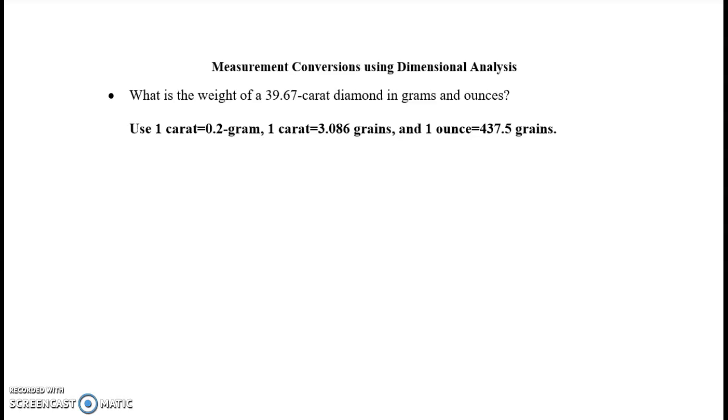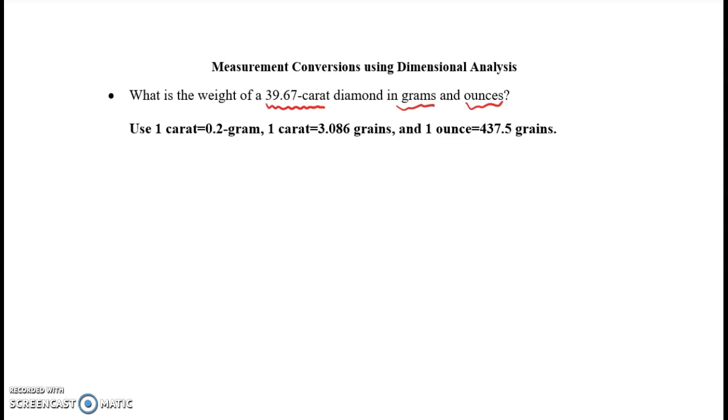In this video, we're going to use the dimensional analysis technique in doing some measurement conversions. With the dimensional analysis technique, you always want to begin with the measurements given. In this question, we want to convert 39.67 carat in grams. Then we will also convert that in ounces as well.